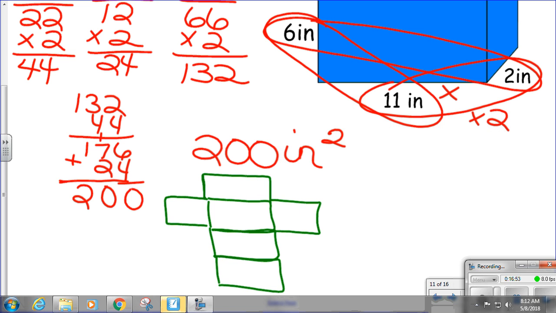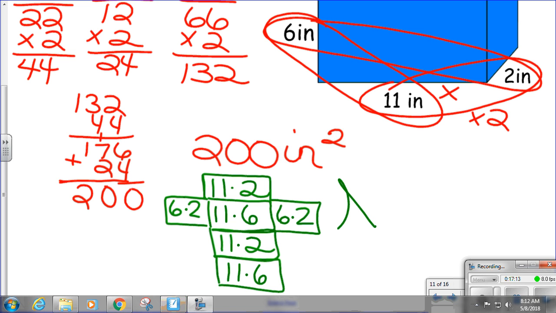And inside that shape, I want those circled math problems that you did. So you did 11 times 2. I want that in 2 boxes. You did 6 times 2. I want that in 2 other boxes. And you did 11 times 6. I want that in 2 other boxes.